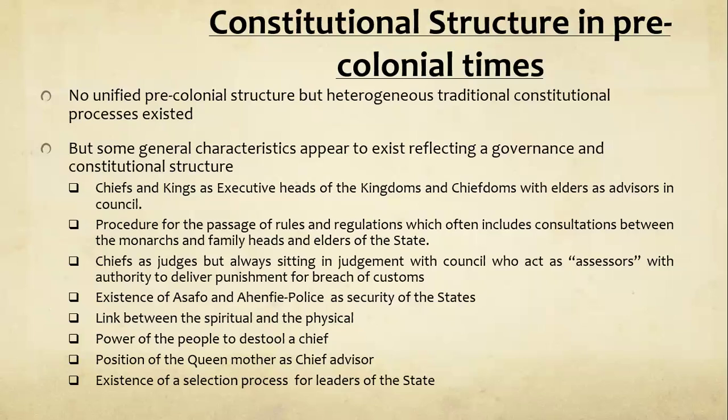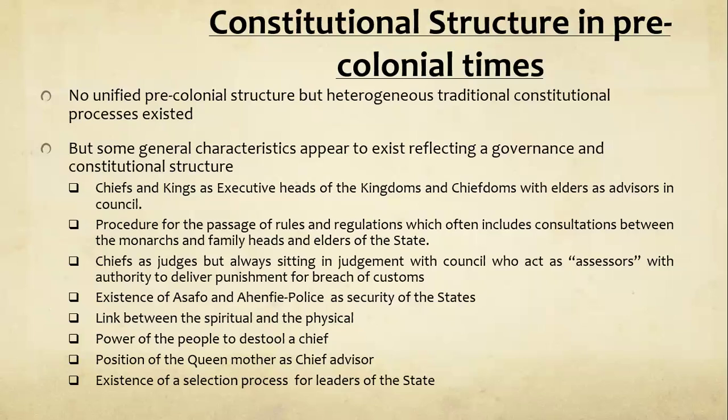In most of the traditional governance systems, we also notice the existence of Asafo and Ahimfie police who serve as security of the states. So the chiefs actually had some organized institutional coercive element to deploy coercive force should the need be. So they had the security.